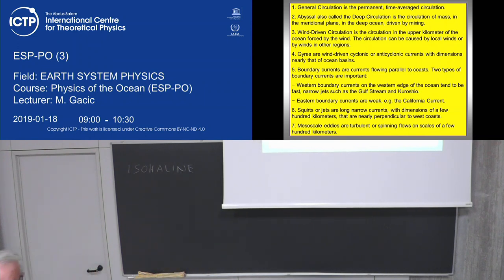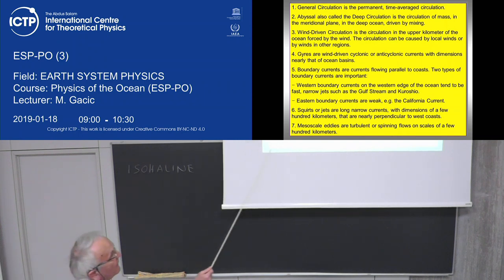And you will see later on how these gyres are asymmetric, where on one part of the ocean you have a very strong western boundary current, and on the other hand you have an eastern boundary current which is relatively weak. This asymmetry can be explained in terms of the vorticity concept. Western boundary currents, on the western edge of the ocean, tend to be fast, narrow jets such as the Gulf Stream, Kuroshio, and Eastern Australian Current, and they are narrow, on the order of 100 kilometers.